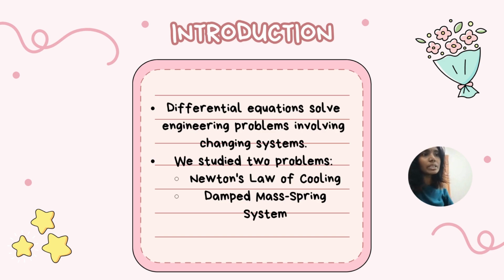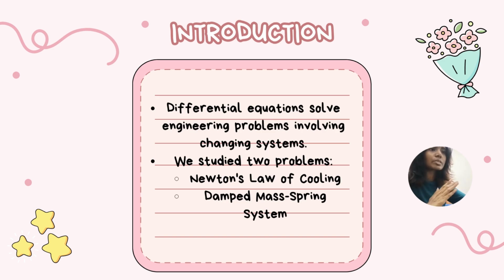This kind of system appears in many engineering applications like car suspensions, building designs, and machinery that needs to control vibration. We use different mathematical methods to solve these problems. For the cooling problem, we use separation of variables since it's a first order differential equation. For the mass spring system, we tried two approaches, the characteristic equation method and Laplace transforms. This helps us check our answers and understand how different techniques can lead to the same solution.